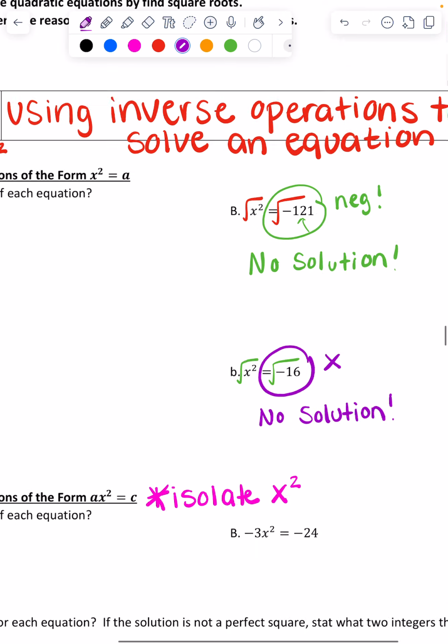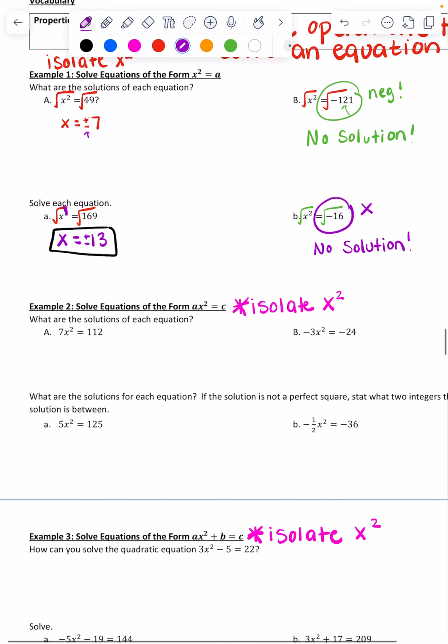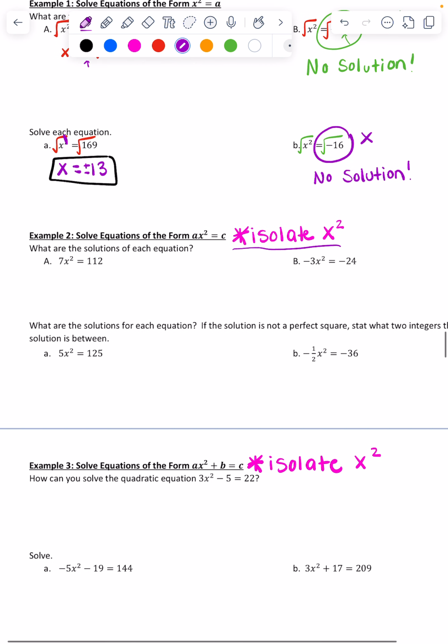This is the entire basis of lesson 9 for you guys. We are going to take it up a few notches in each of these next examples. We're just going to add in some more numbers, and our goal is still to just try to isolate x squared, and then we take the square root, and we're done. Let's go ahead and try it in example 2.